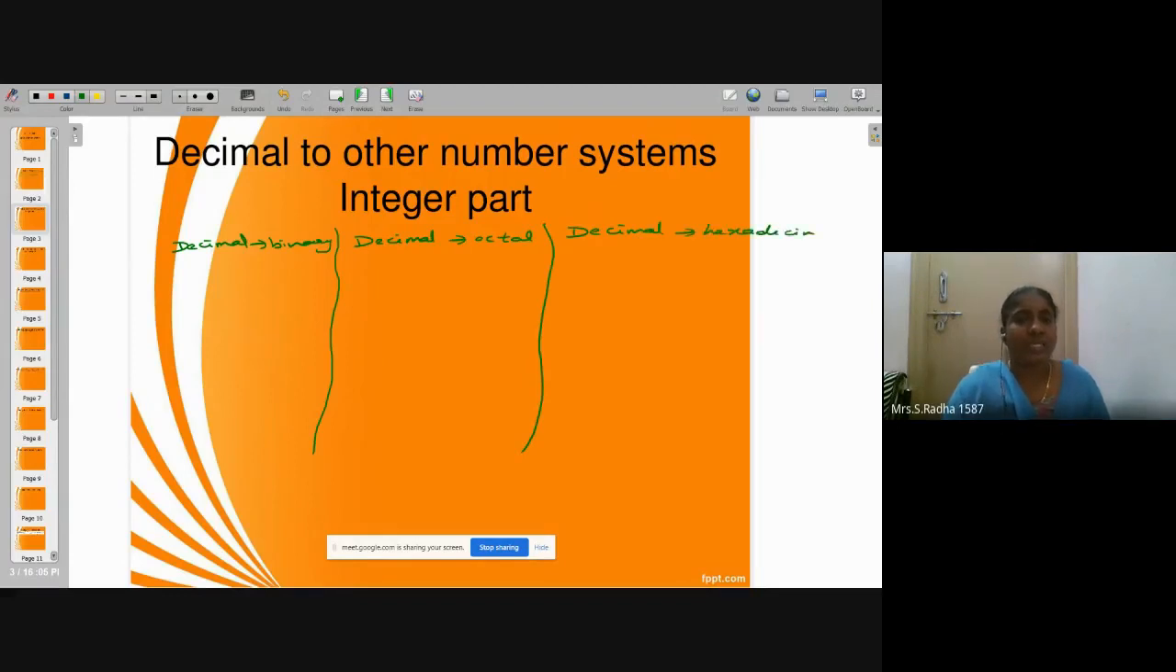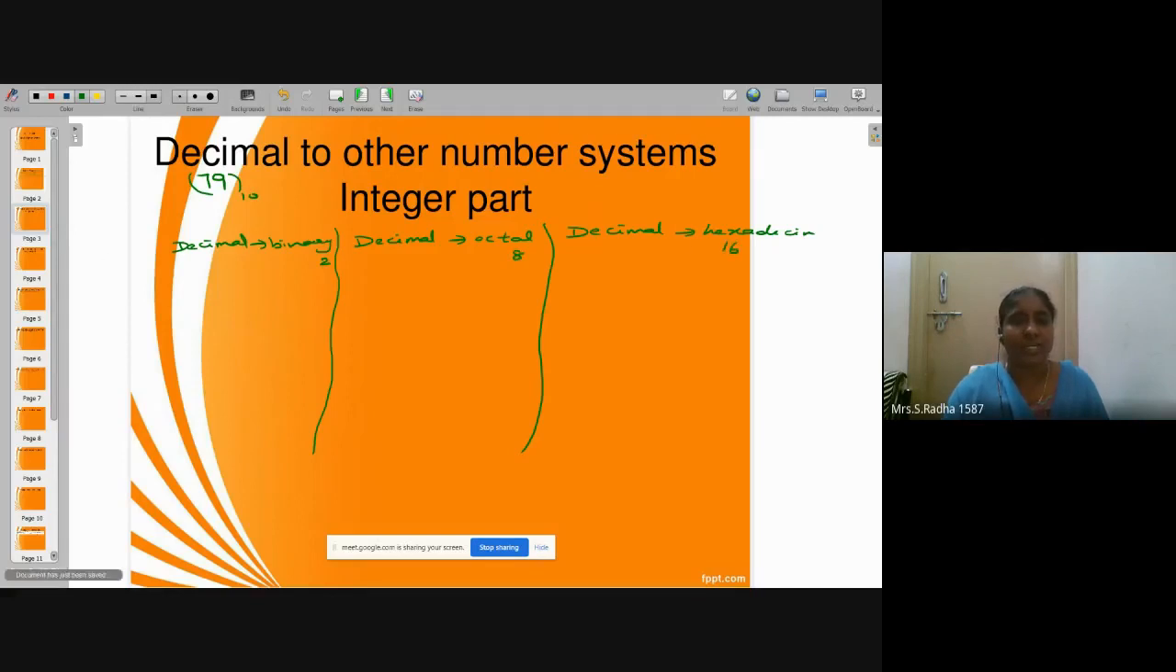I will take, for example, I will take 79. I will take a decimal number 79, base 10. This number I want to convert to binary. And binary means base is 2, octal means base is 8, and hexadecimal means base is 16.